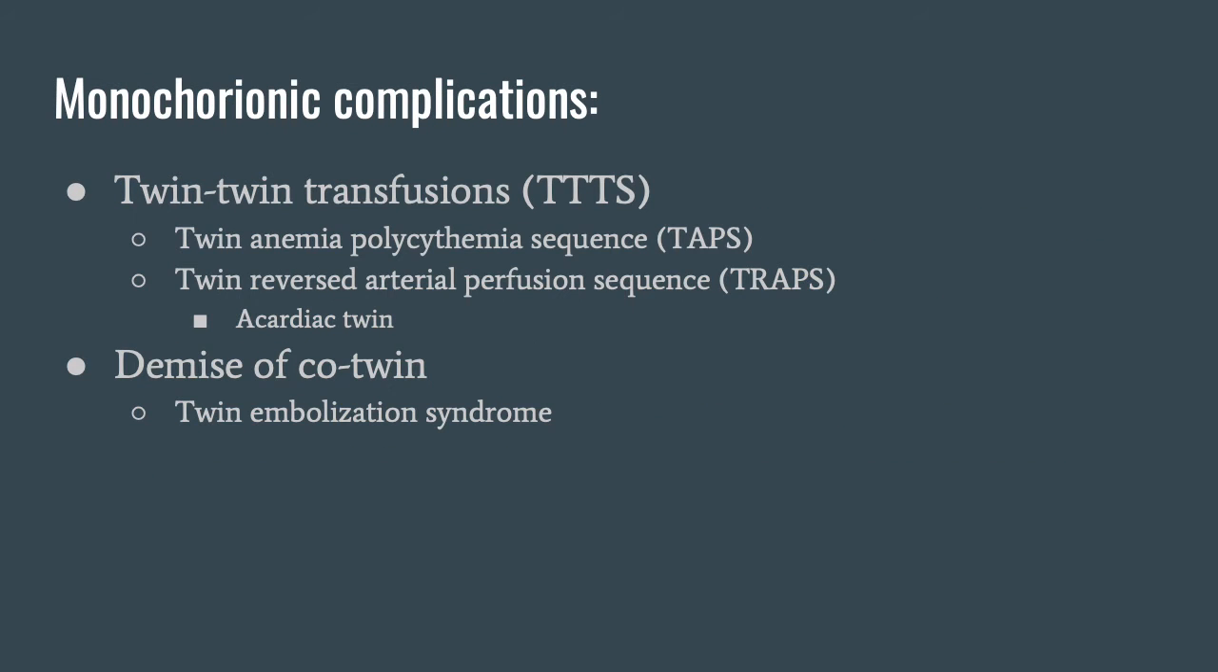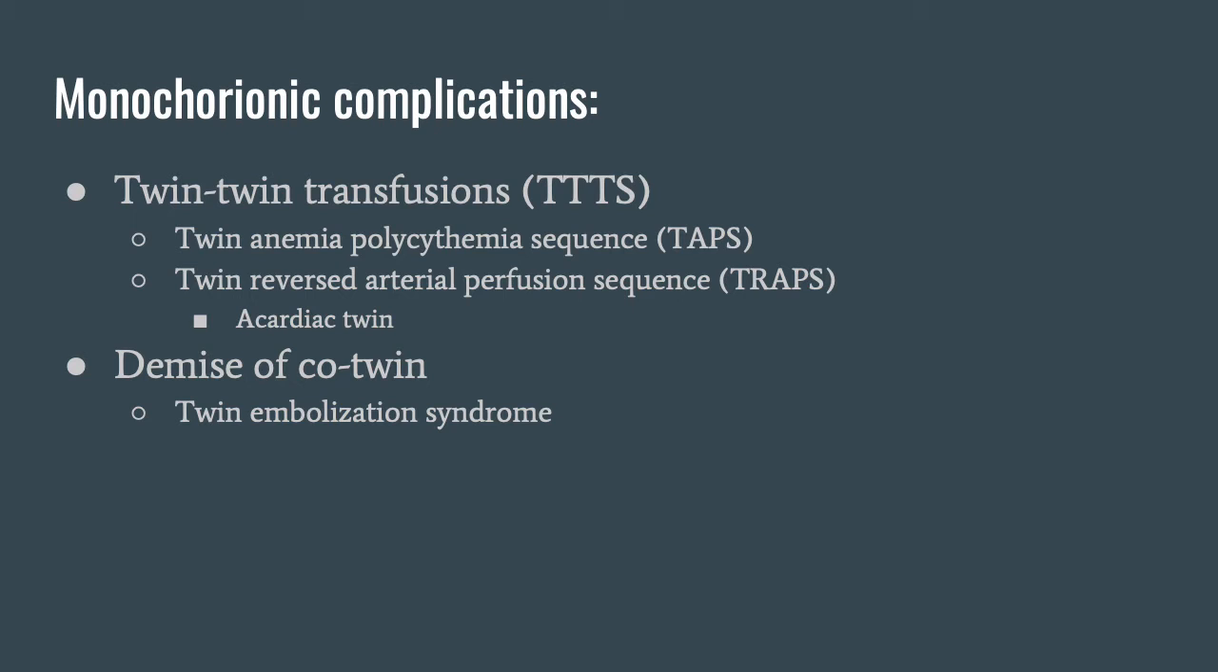So there are some complications that occur in monochorionic twins where they share a placenta. One of those is twin-to-twin transfusion syndrome, or TTTS. This results in abnormal placental vascular anastomosis, where one twin receives more perfusion than the other, and it results in growth discrepancies between the two fetuses. This often necessitates preterm birth by C-section.